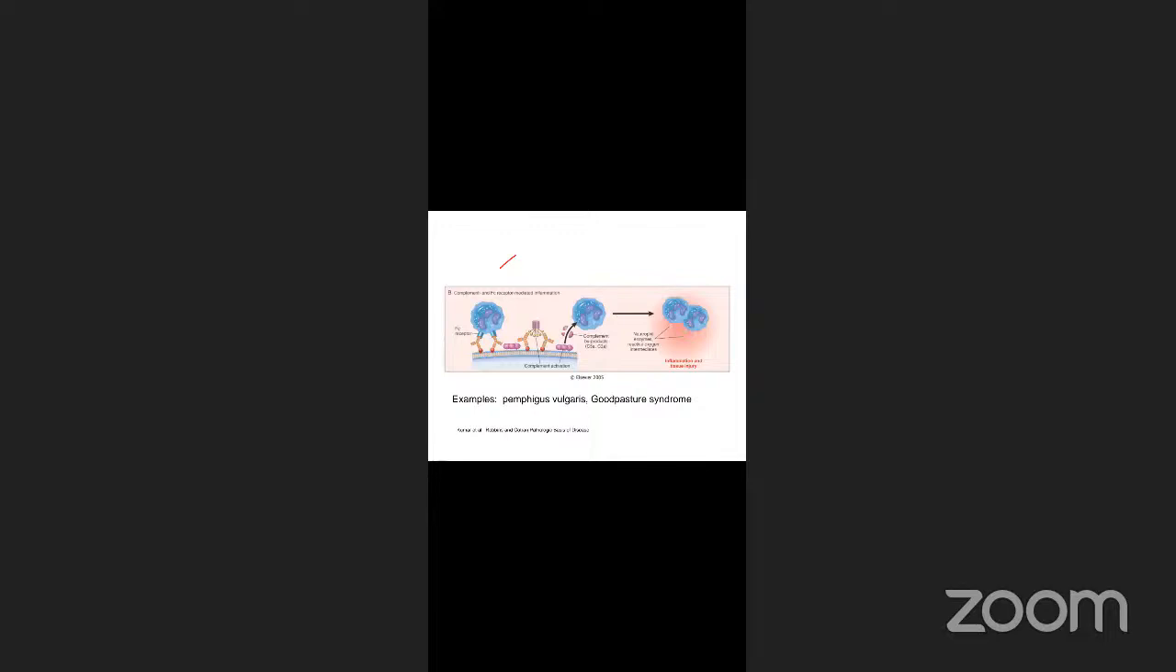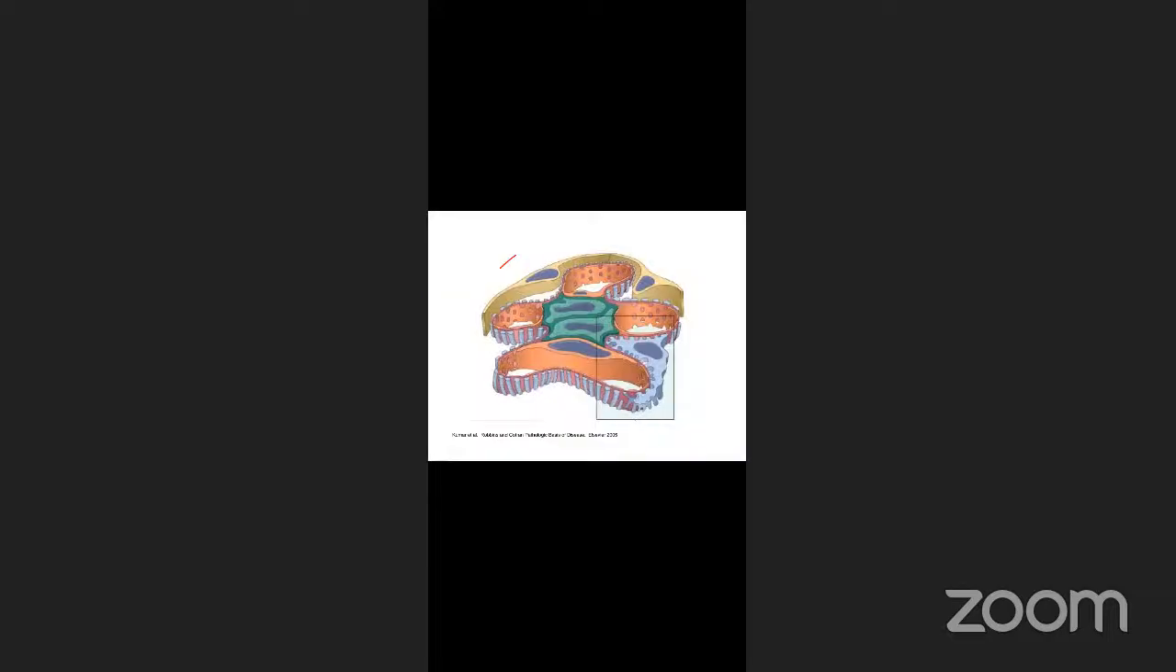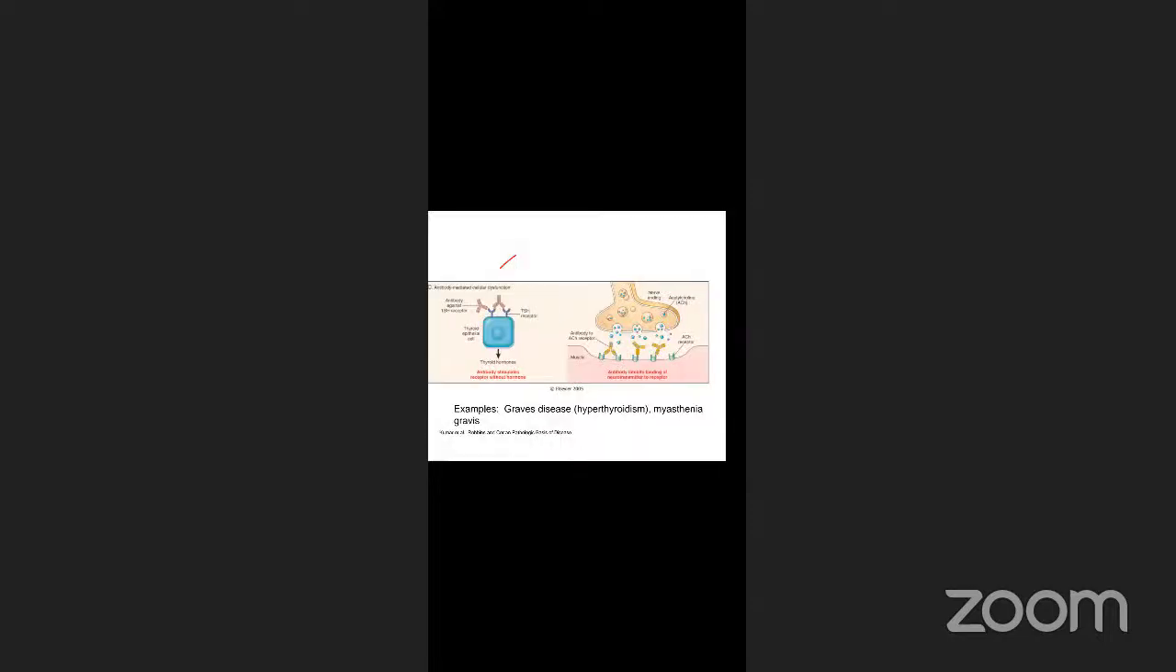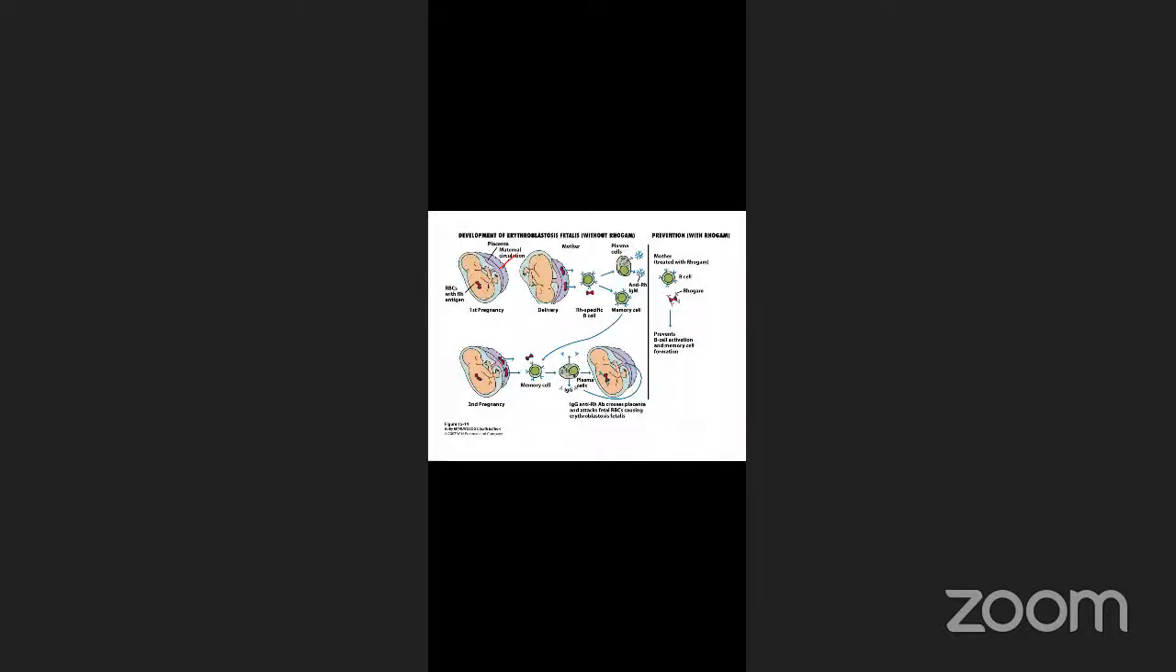Another example is erythroblastosis fetalis. Did you hear this sentence? Erythroblastosis fetalis is a phenomenon of pregnancy, in the second pregnancy. In this process, the second baby will be the target.